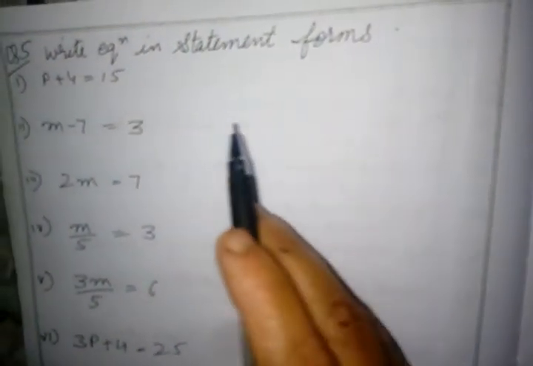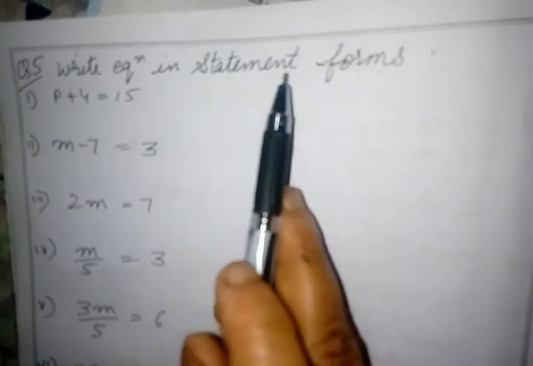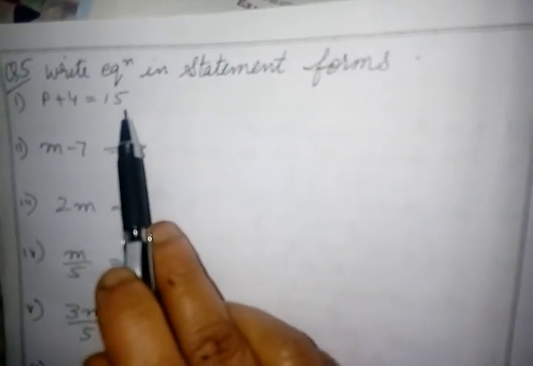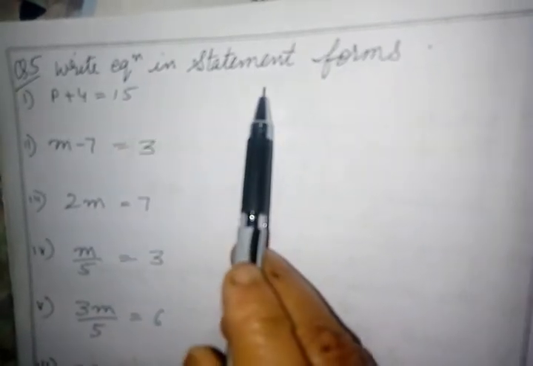Now next is write equation in statement form. This case is the opposite of what we have done in the fourth. Now equations are given and we have to write statements.